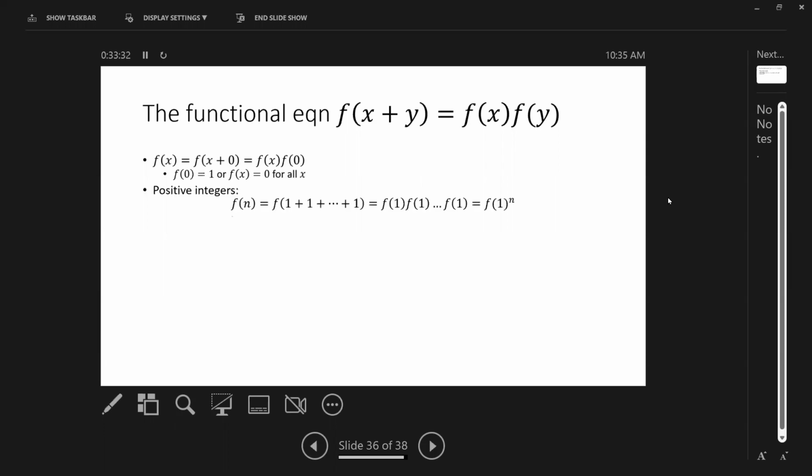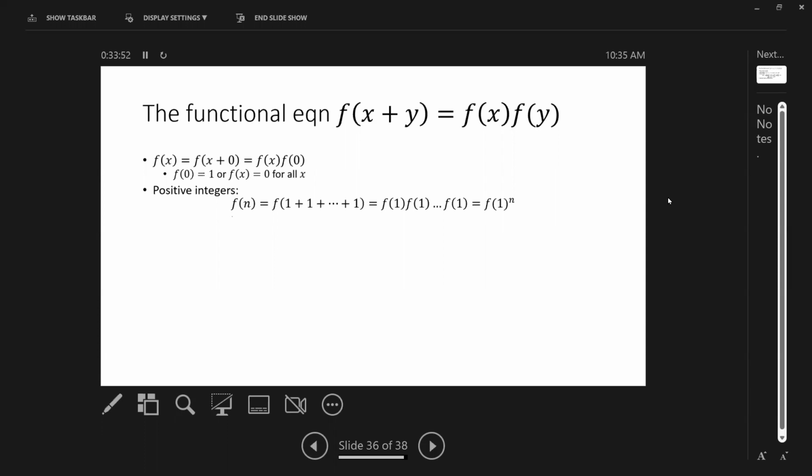That's good. Now we move to determining the value of f on all positive integers. Using this expansion rule, we can write f of n as f of n copies of 1 added together. And by this expansion rule, it's the same thing as multiplying together n copies of f of 1. That's f of 1 to the n.